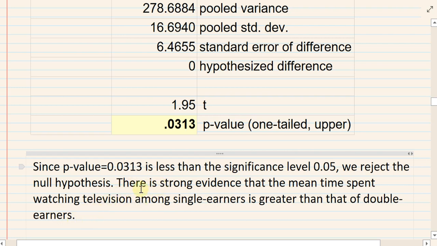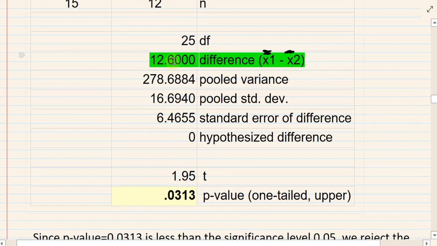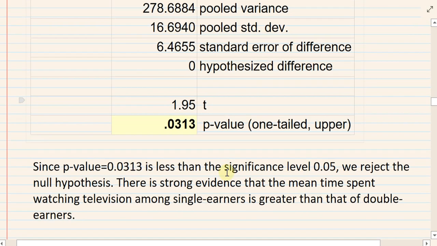The conclusion is that there is strong evidence the average time spent watching TV among single earners is indeed greater than that of double earners. And it's higher by almost 13 minutes more, if that's significant for some people. I don't know the practical significance of this. Ten minutes more, is that going to bring the couples closer together in the long run? Perhaps, I guess. If you spend 10 minutes more together every day for many years, it adds up, doesn't it?